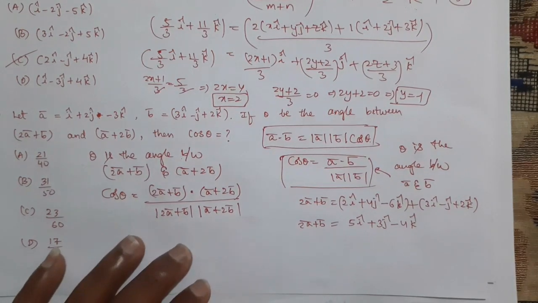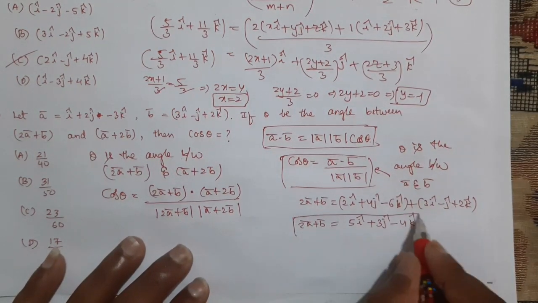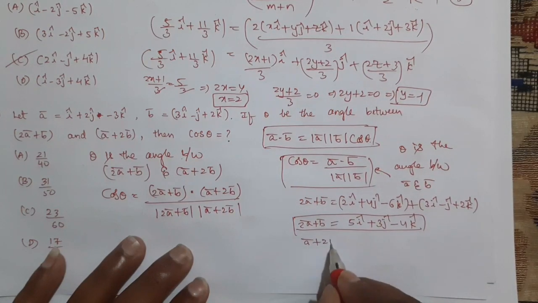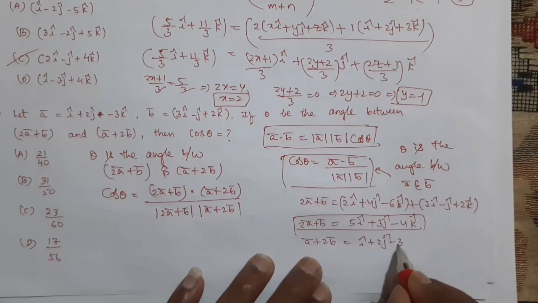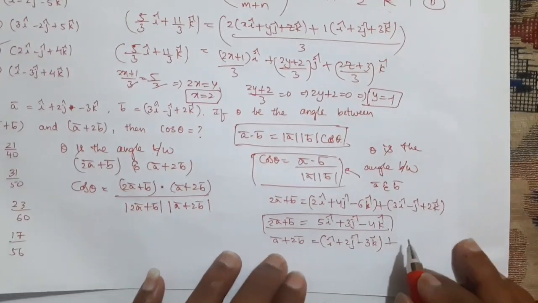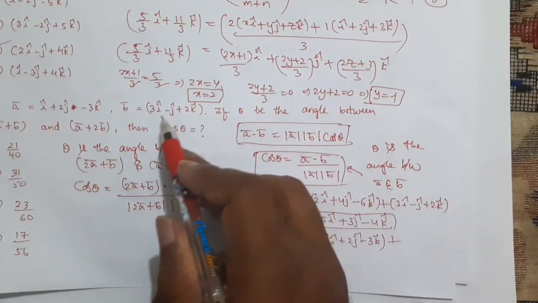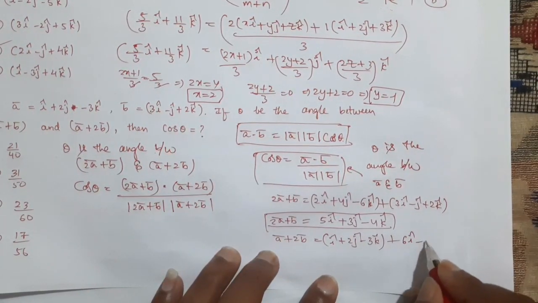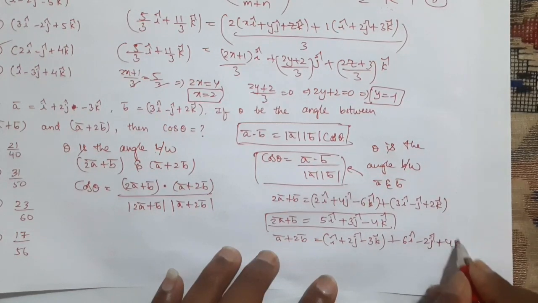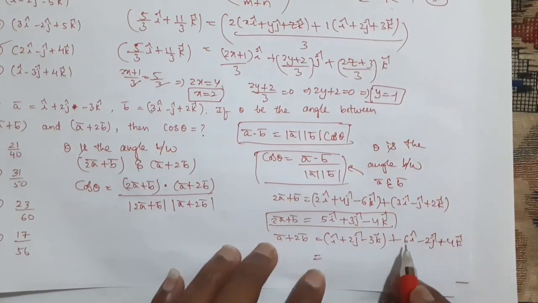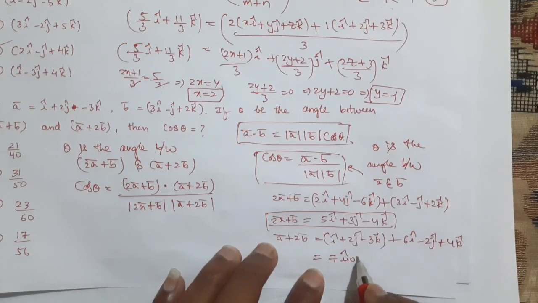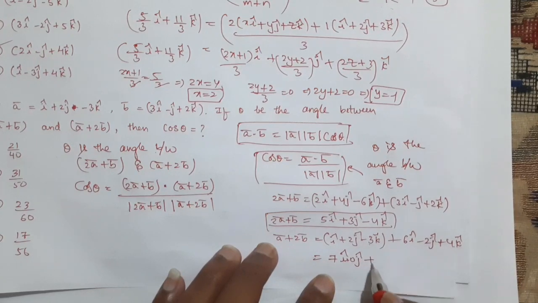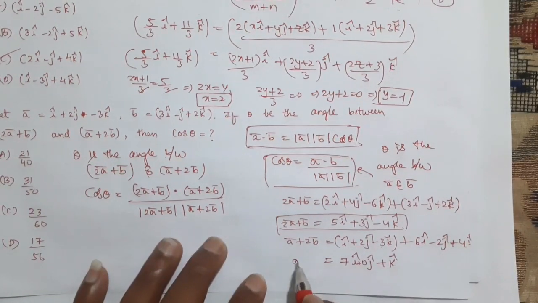And then a bar plus 2b bar we need. A bar is i cap plus 2j cap minus 3k cap plus 2b bar. 2b bar means multiply the scalars by 2. So 6i cap minus 2j cap plus 4k cap. And then now we add: 1 plus 6 is 7i cap, 2 minus 2 is plus 0j cap, minus 3 plus 4 is plus k cap. This is a bar plus 2b bar, right?